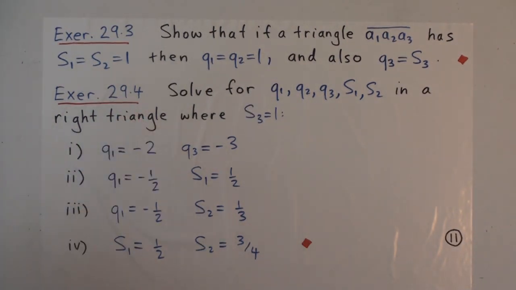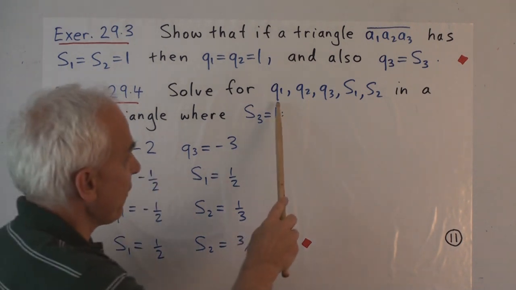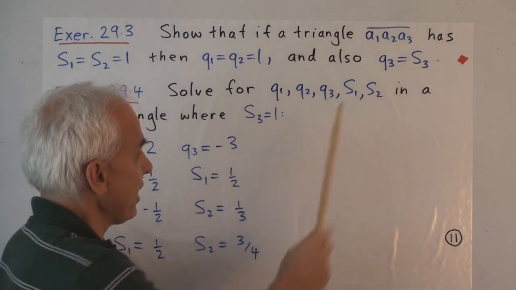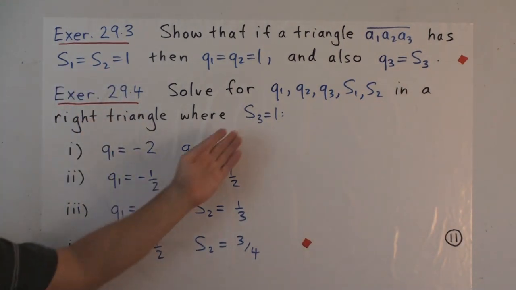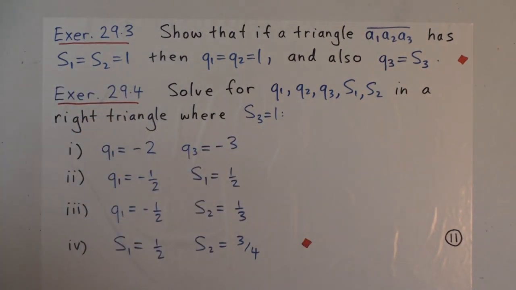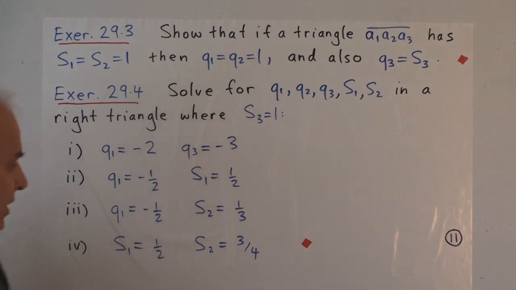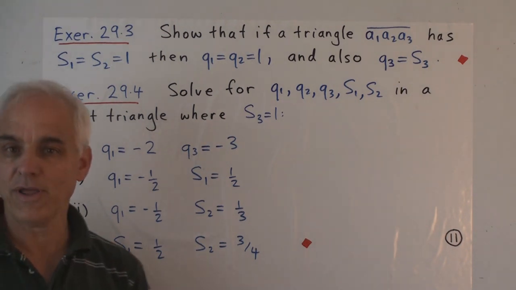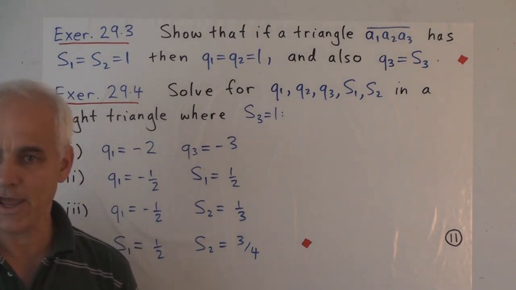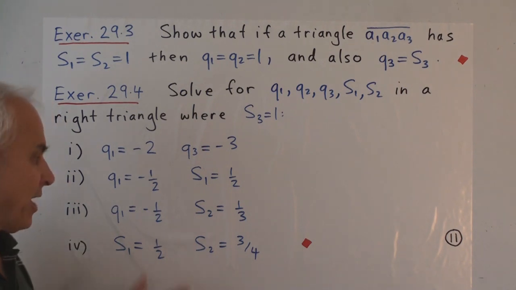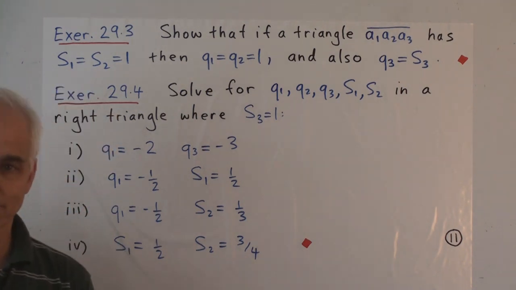Exercise number 4, just some examples to fiddle around with Napier's rules. So solve for Q1, Q2, Q3, S1, S2 in a right triangle where we know that S3 is equal to 1, given these various initial configurations. And you can easily make up some values of your own and test your skill at applying Napier's rules.